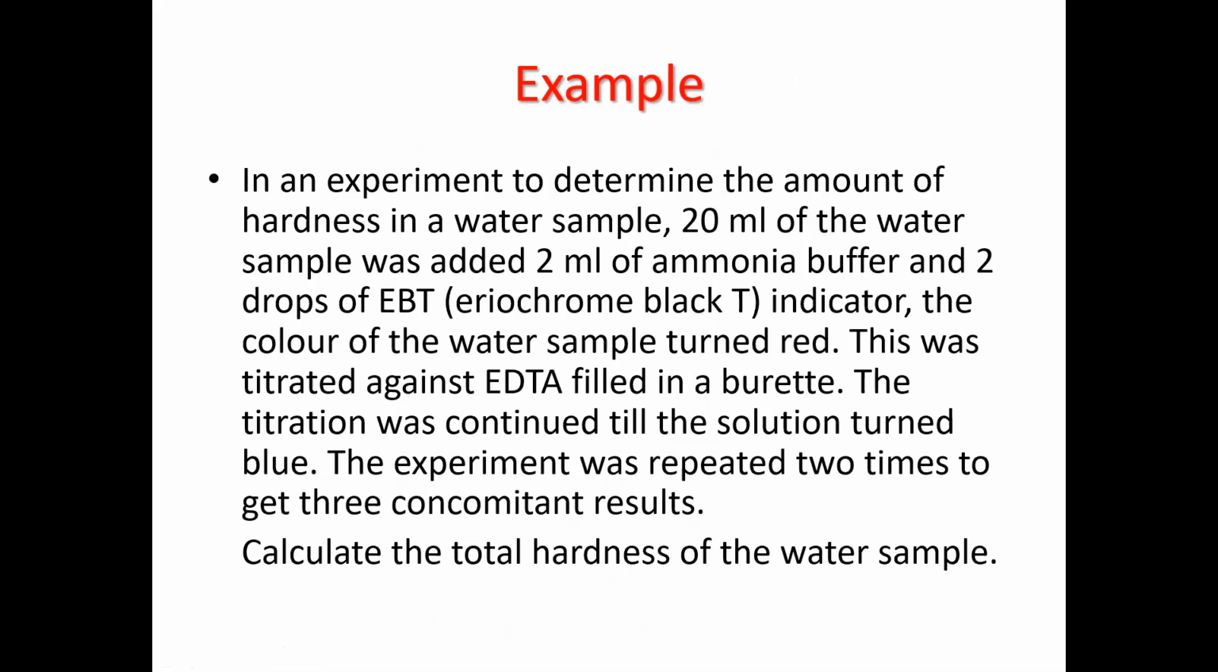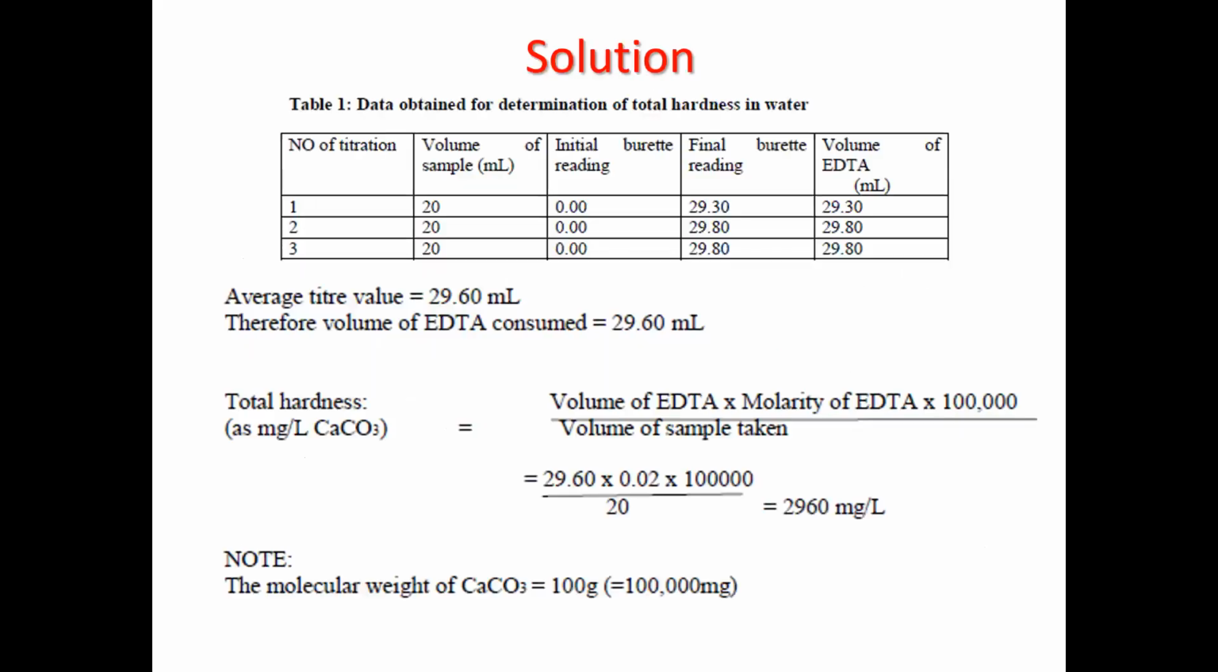So this is an example and an experiment to determine the amount of hardness in a water sample. 20 ml of the water sample was added to 2 ml of ammonia buffer and 2 drops of Eriochrome Black T indicator. The color of the water sample turned red. This was titrated against the EDTA filled in the burette. The titration was continued until the solution turned blue. The experiment was carried out 2 times to get 3 concordant results. Calculate the total hardness of water in the sample.